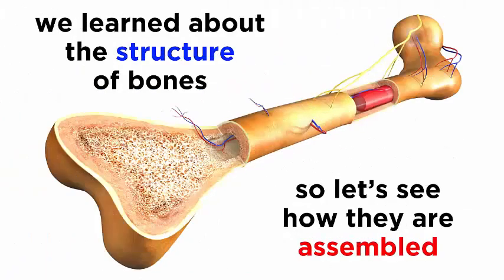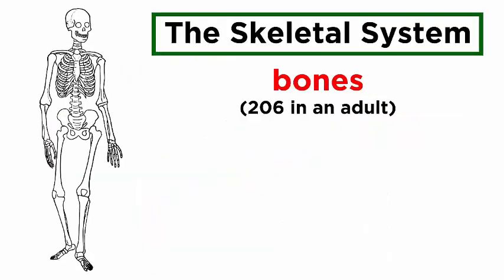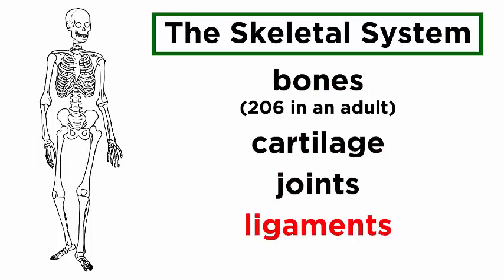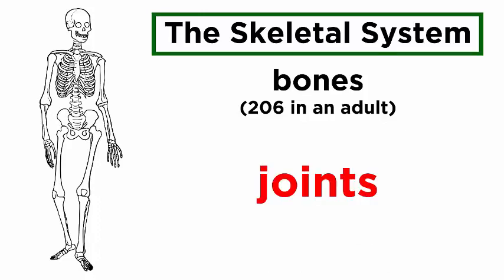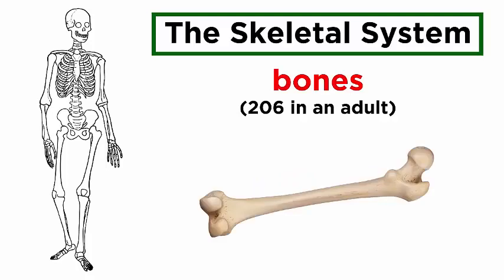Now that we've learned about the structure of bones, we are ready to take a look at how they are assembled in the body. The skeletal system is comprised mainly of bones, around 206 of them in an adult to be specific, but there is also a good amount of cartilage, joints, and ligaments, which altogether make up around 20% of a person's body mass. We will get to joints a little bit later. First, let's check out all the different bones in the body.